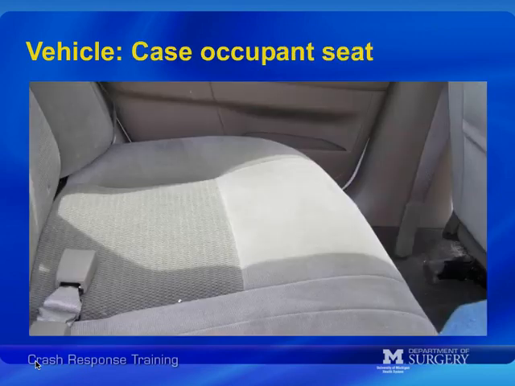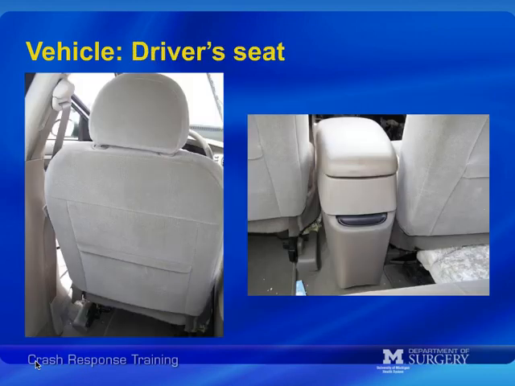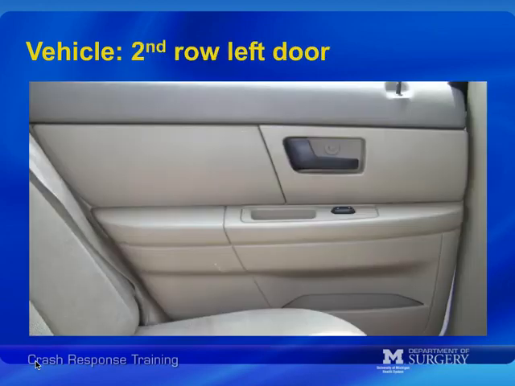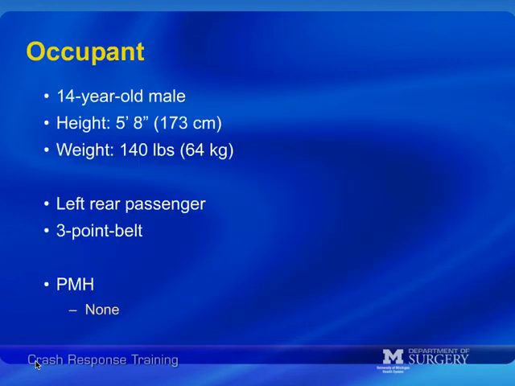Again, the seating area. There's minimal evidence of contact to the heavily padded interior of the vehicle, and no evidence of contact with the rear door. This occupant was a 14-year-old male, 5 feet 8 inches tall, 140 pounds. He was the left rear passenger and was wearing the available 3-point belt. He had no past medical history.